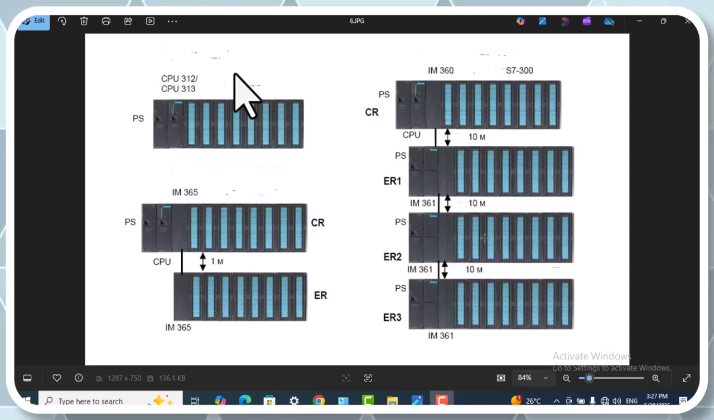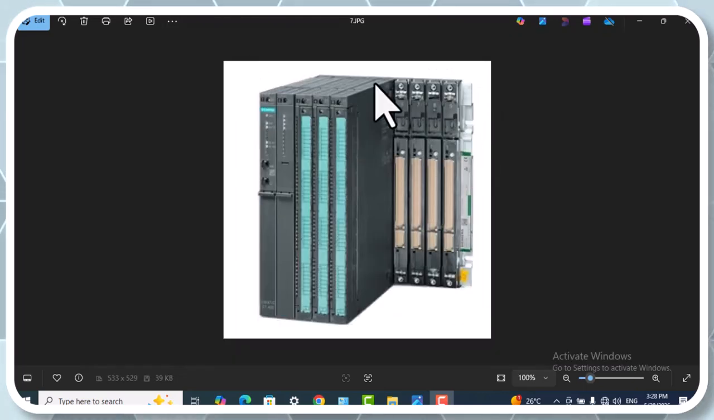Also, the S7-400 may have up to 4 CPUs used in one system, which we cannot apply in the S7-300. Yes, like this.